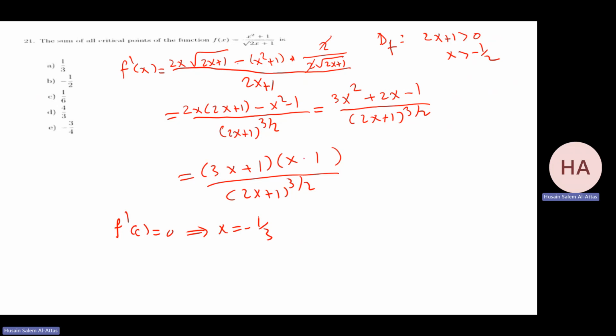No. This is plus, and this is minus. Yeah, so I need minus x plus 3x, which is 2x. 3x squared minus 1, correct. So x equals 1 over 3, or x equals minus 1. This one belongs to the interval. This one does not belong to the interval.